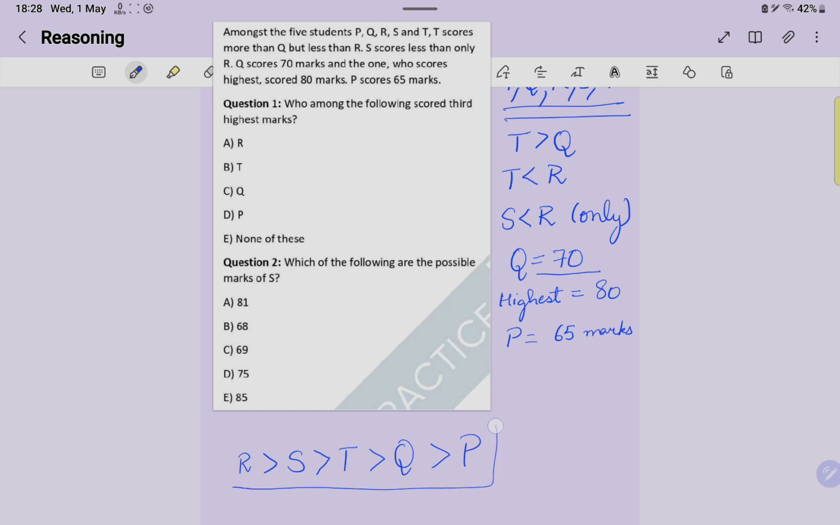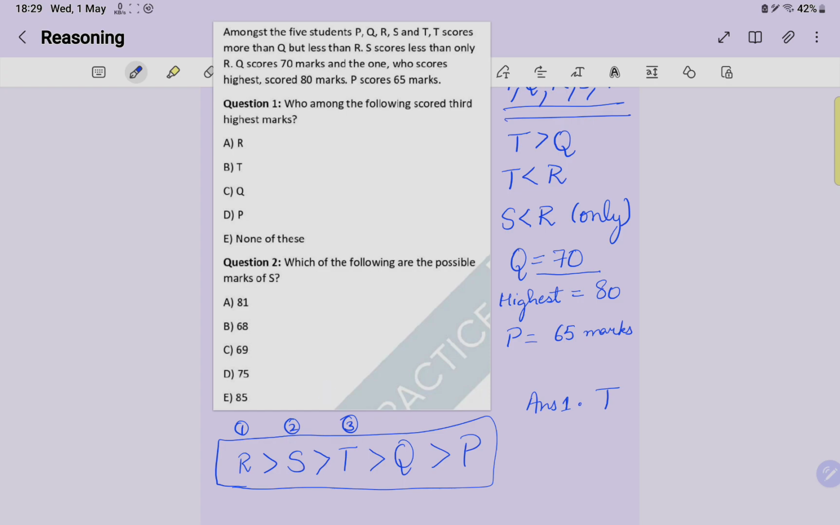Now, once this ranking is made, we have to read the questions. The first question is, who among the following scored the third highest marks? So now if we see here, who has scored the third highest marks? Number 1 is R, number 2 is S, and number 3 is T. So the answer is T.